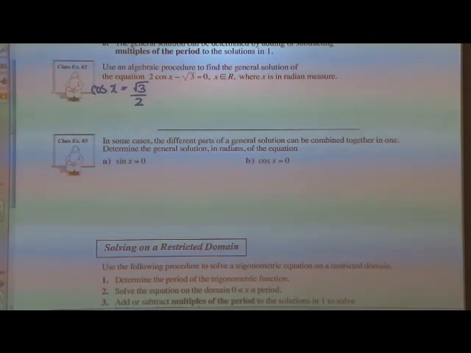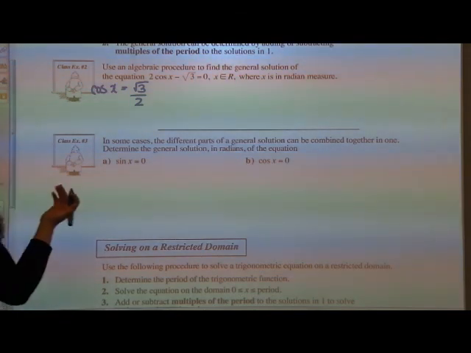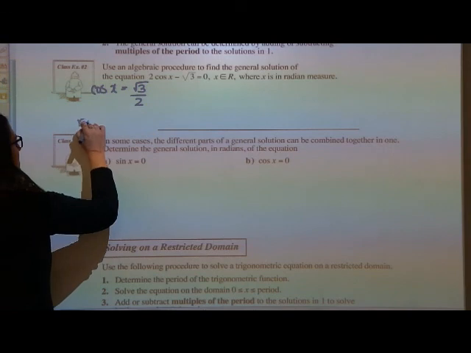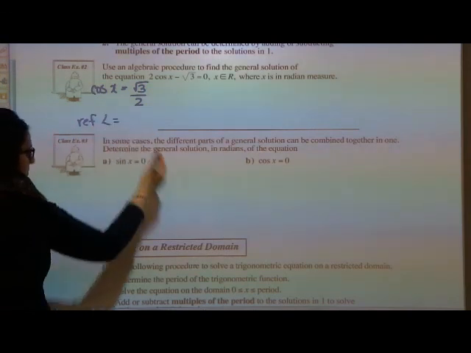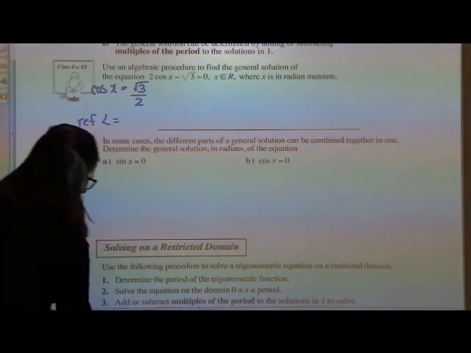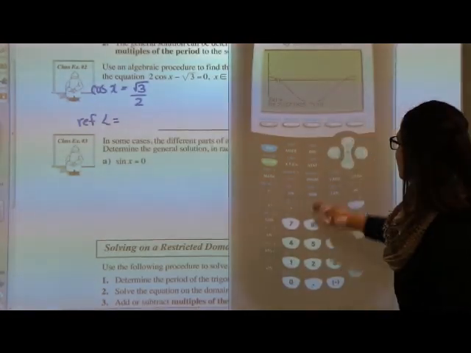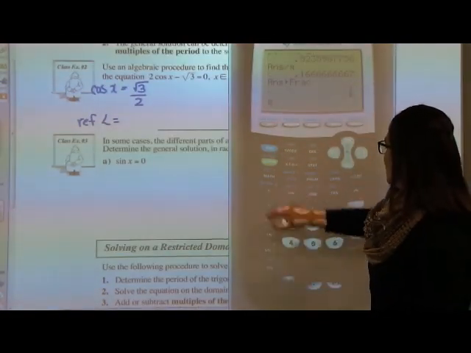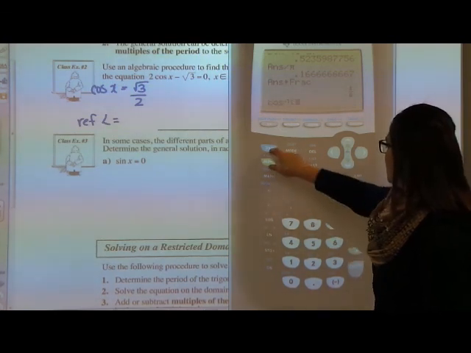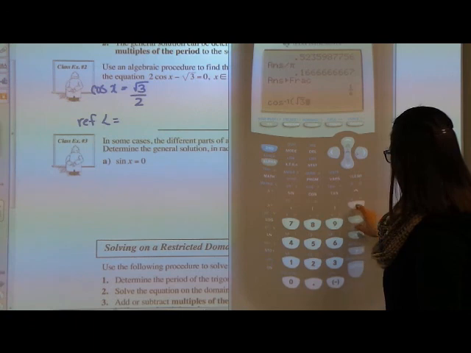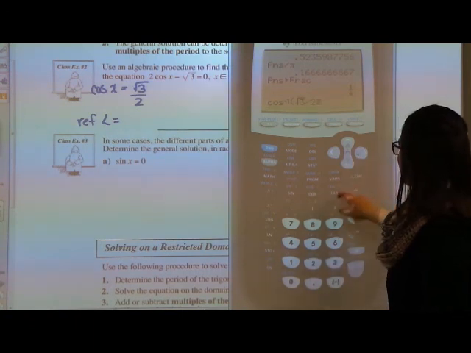Cos inverse root 3 over 2. Okay, so I find the cos inverse. What is that going to give me? Reference angle. Okay, so cos inverse root 3 over 2.